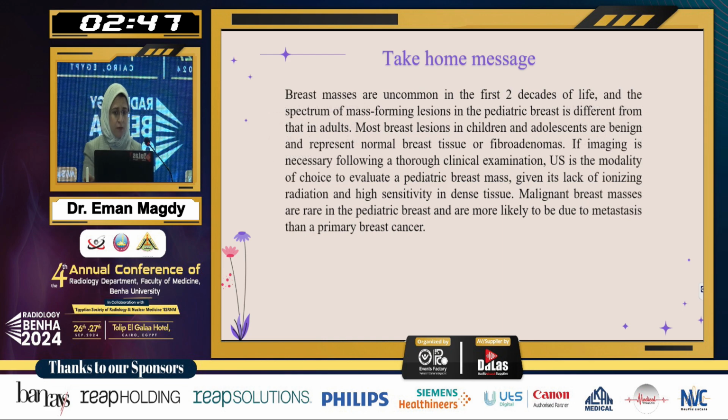So we can take a home message. Breast masses are uncommon in the first 2 decades of life, and the spectrum of mass-forming lesions in the pediatric breast is different from adults. Most lesions in children and adolescents are benign and represent normal breast tissue or fibroadenomas. If imaging is necessary following a thorough clinical examination, ultrasound is the modality of choice to evaluate a pediatric breast mass, given its lack of ionizing radiation and high sensitivity in dense breast. Malignant breast masses are rare in the pediatric breast and are more likely due to metastasis than a primary breast cancer.